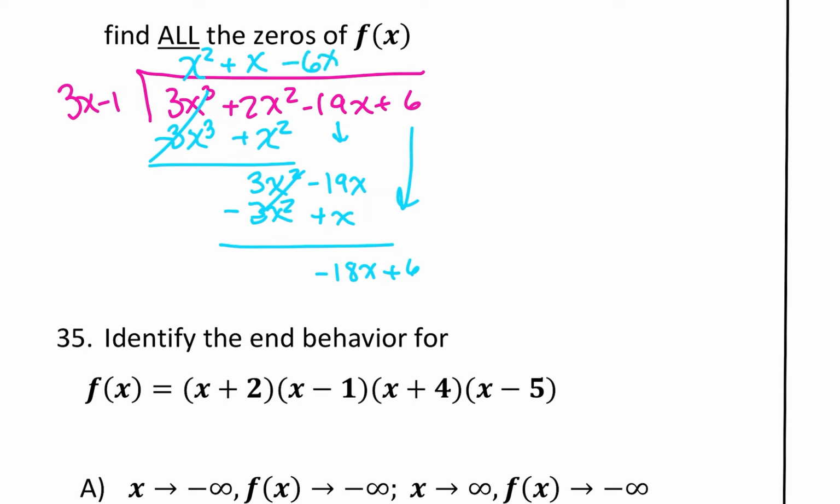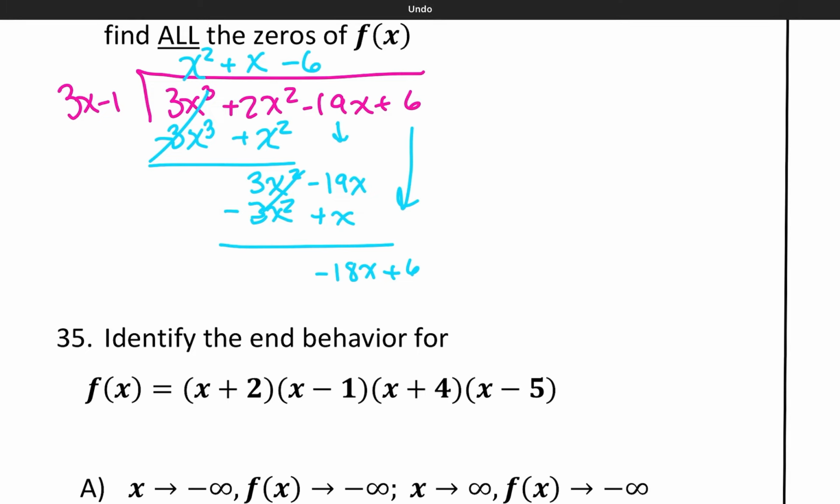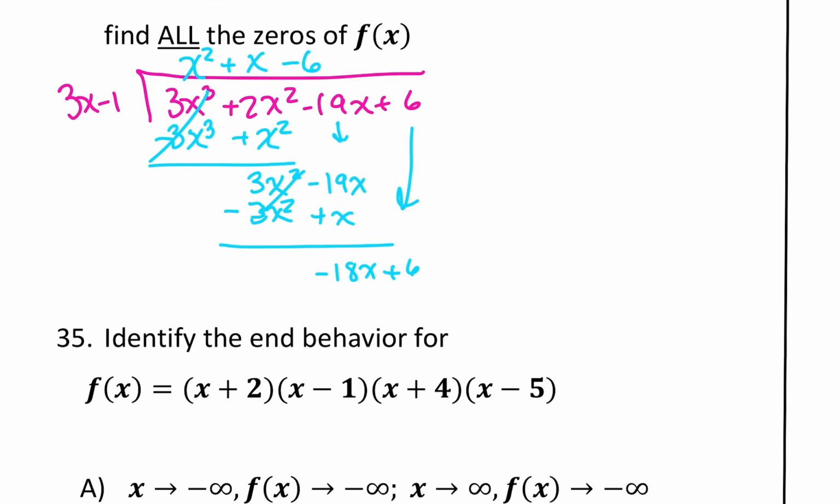3x times negative 6 is going to be negative 18x. Negative 6, sorry, not x. Negative 6 times 3x is negative 18x. Change the sign, positive 18x. And negative 6 times negative 1 is positive 6. Change the sign, it's negative 6. Cancel, cancel. We got a remainder of 0.